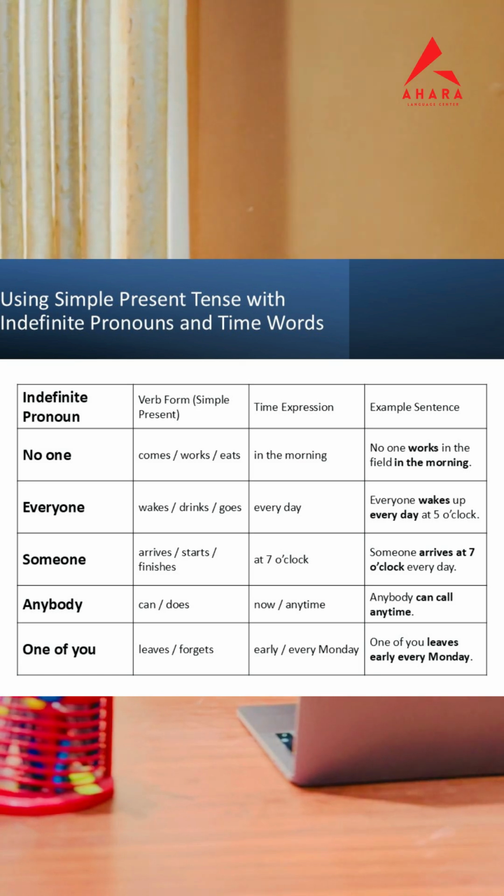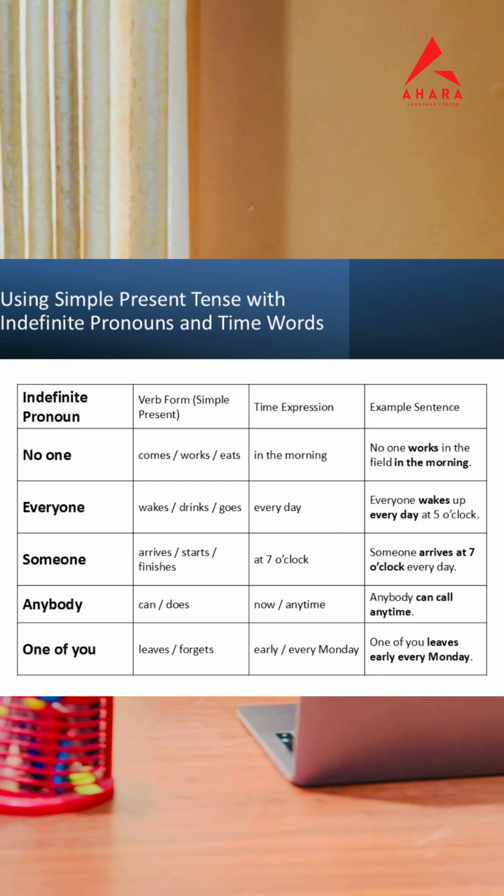The next one, someone. We'll follow the same rule. Someone arrives at 7 o'clock every day. Someone visits me today. Then anybody. Anybody can call anytime. Anybody can go now. Third is one of you. One of you leaves early every Monday.